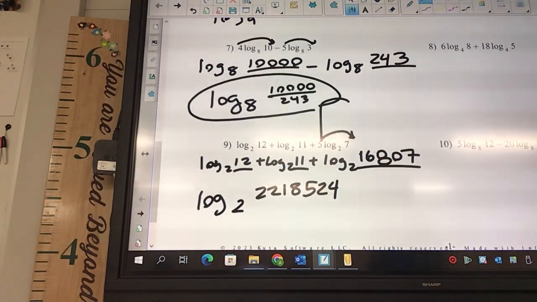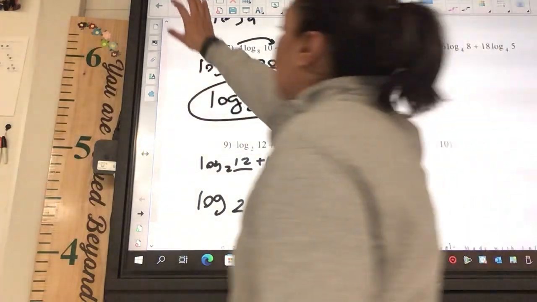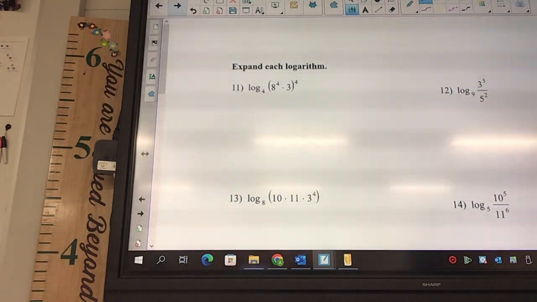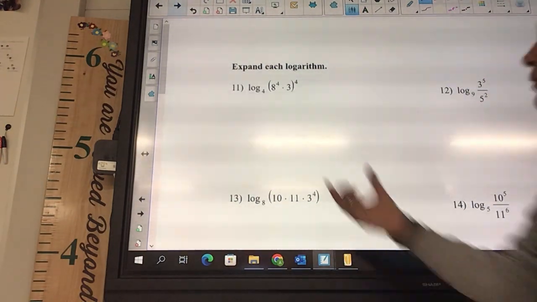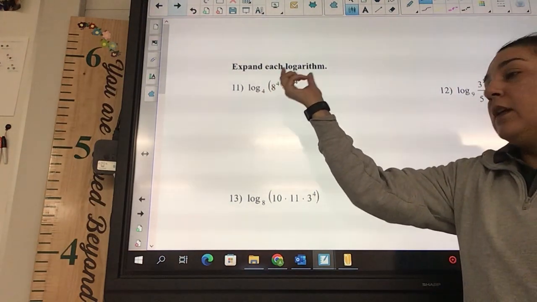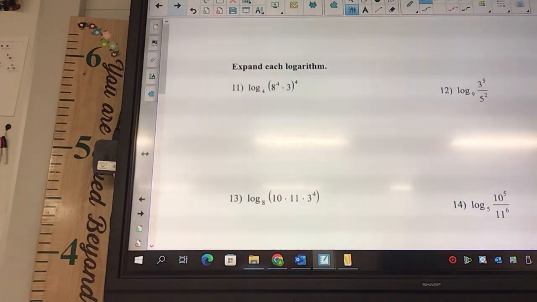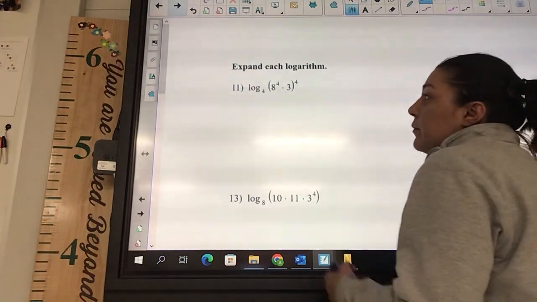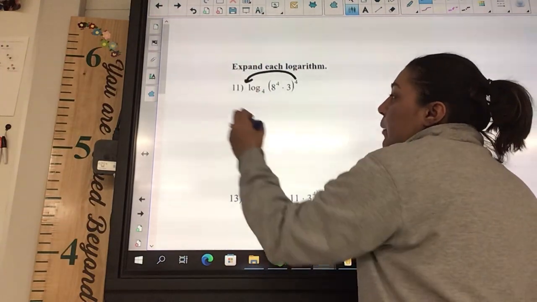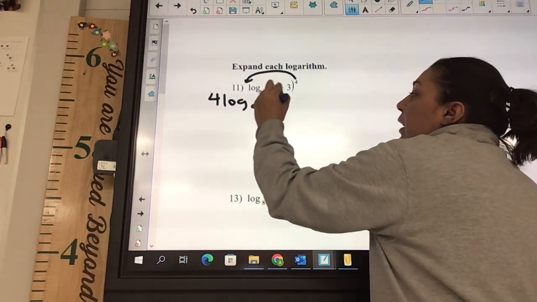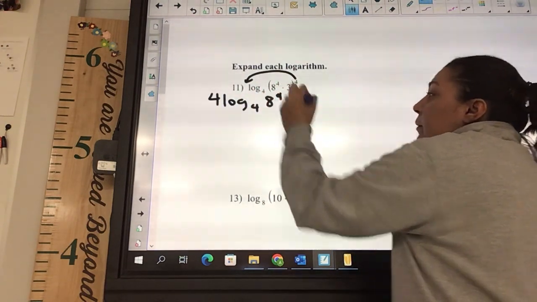Okay, flip it over to the backside, expanding. Expanding you do need to do also in certain steps. And the steps are not the same every single time. So first of all, we have a 4 on the outside. So you need to move that first. That's going to be your very first step, is to move that 4. And where does it go? To the front, okay? And it's going to become a big 4. So this is going to look like 4 log 4 of 8 to the 4 times 3.